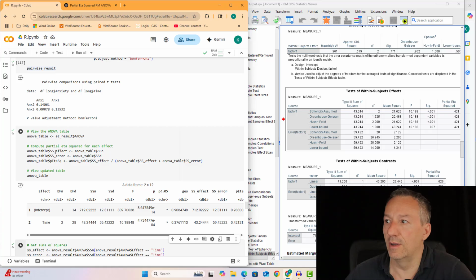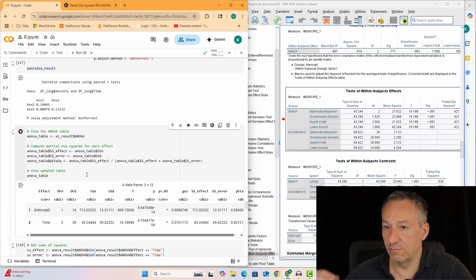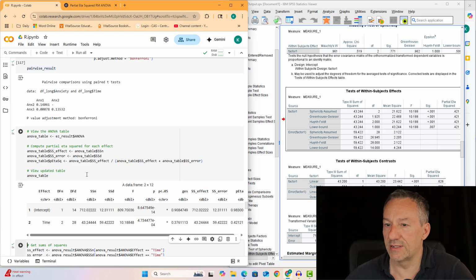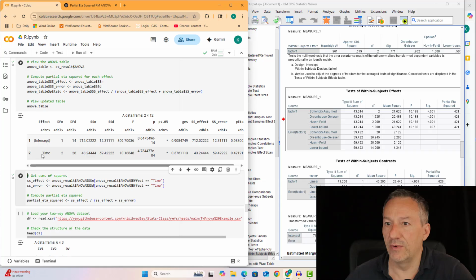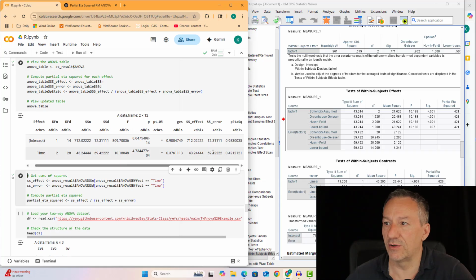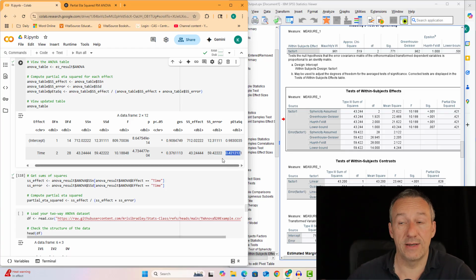And so we go to our ANOVA table and get the sum of squares for the effect and the sum of squares for the error from those tables. And then we can update that table and view it with the partial eta squared. So if we come down here, to the second part for time, that's our factor, if we scroll over here, 0.421, which is what we had in SPSS.